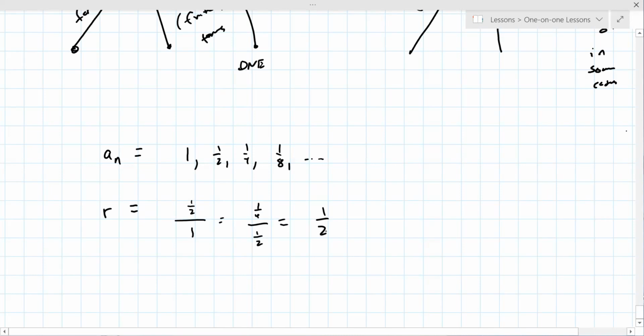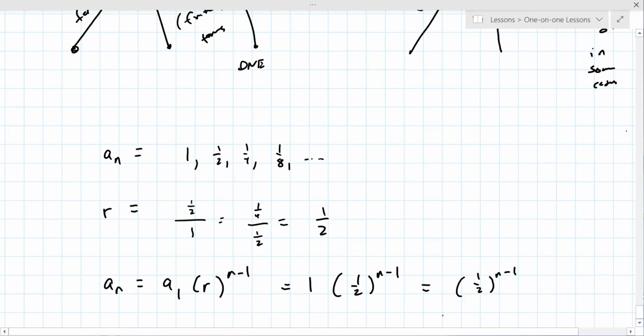Okay, so can we write a formula for this? Yes, it's a1 r to the n minus 1 power. So it's 1 times 1/2 to the n minus 1 power, which is just 1/2 to the n minus 1 power. That's your formula for this. So you can always write the formula.